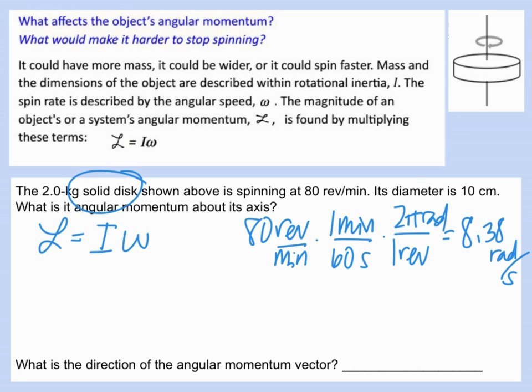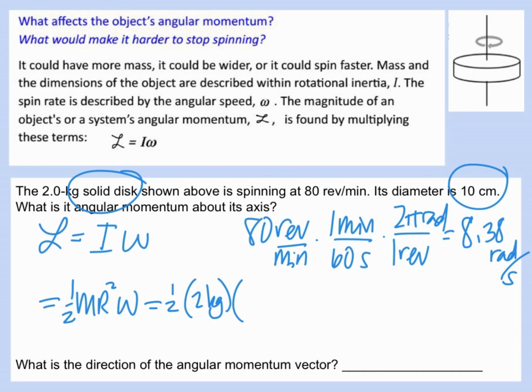So taking that and plugging it in along with the formula for I for a solid disk. A solid disk is 1/2 mr squared, so this formula becomes 1/2 mr squared times omega, or 1/2 times our 2 kilograms times our radius squared. We're going to make sure we're in standard units here, so we're going to take this 10 centimeters and convert it to 0.1 meters, and then divide that in half so we get the radius. So 0.05 meters squared. And then we're going to multiply that by this omega that we've converted. And that gives us our value of angular momentum.